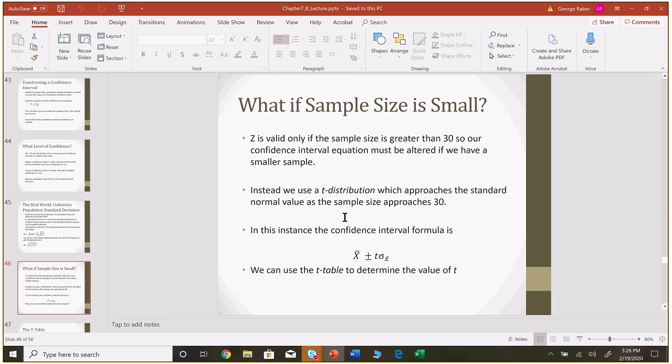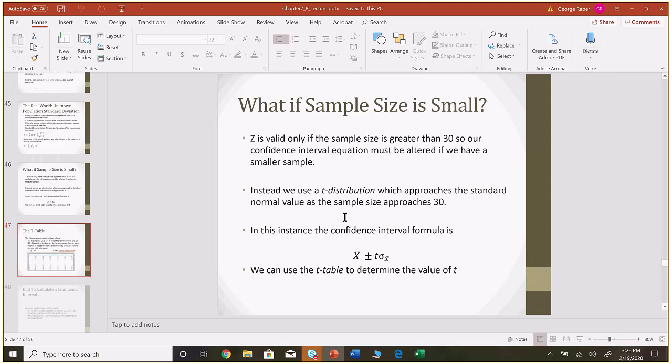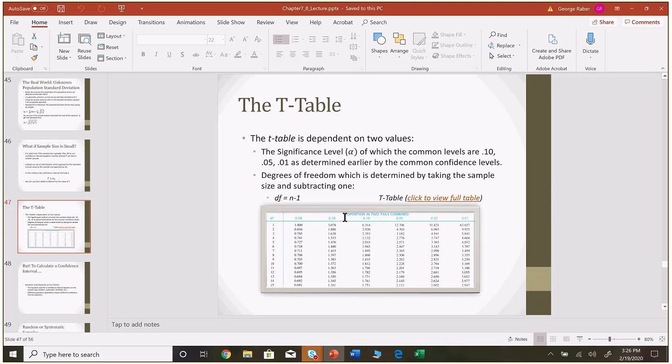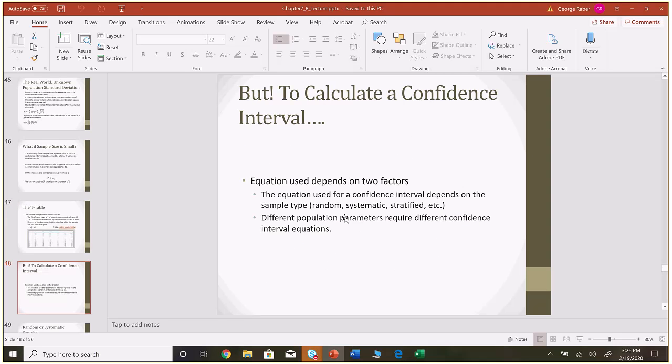Okay. So this is saying, what if the sample size is small? If sample size is small, you use the t-distribution. As it gets close to 30, we just saw they get very, very similar. So above 30, you can use either one, really. It'll give you almost the same answer. All right.